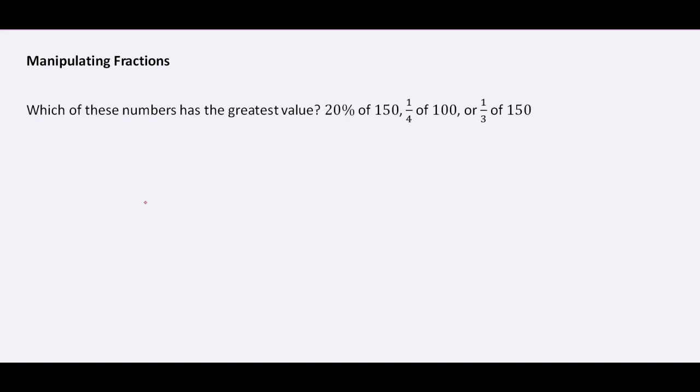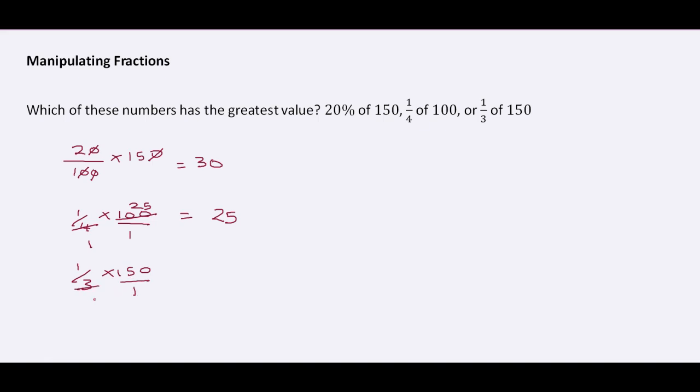Which of these numbers has the greatest value? 20% of 150, so 20 over 100 times 150. So I can cross out this 0 against this 0, cross this 0 against this 0. So you have 2 times 15, which is 30. 1/4 of 100, which is going to give you, so you divide 4 by itself, 1, 4 here, 25. So you have 25. 1/3 of 150. Divide this 1, here you go, 5, 0. This is 50. So which of these has the greatest value? 50 is the greatest value, so you have 1/3 of 150.